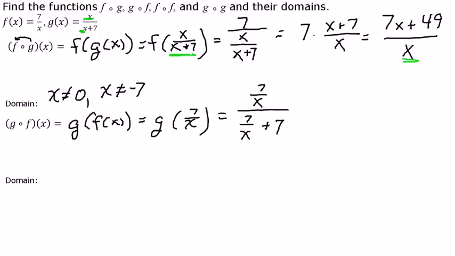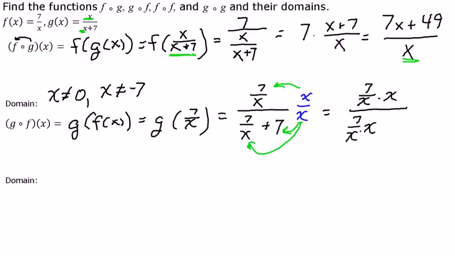We can do that by multiplying by x over x. So each term will multiply times this x. So all three terms multiply by that x. So we have a 7 over x times x, a 7 over x times x in the denominator, plus a 7 times x. That gives us 7 over 7 plus 7x. So that's our composition, and now we look at the domain of the composition.